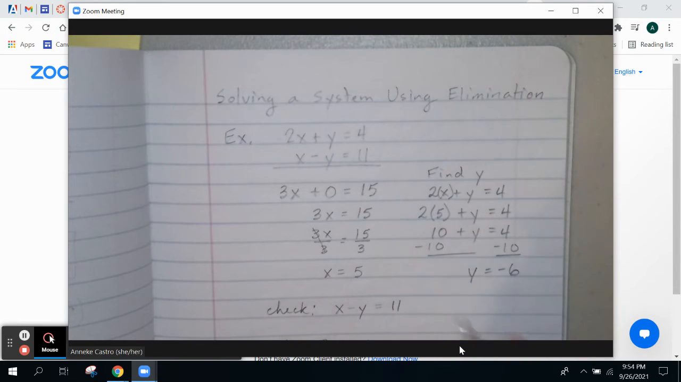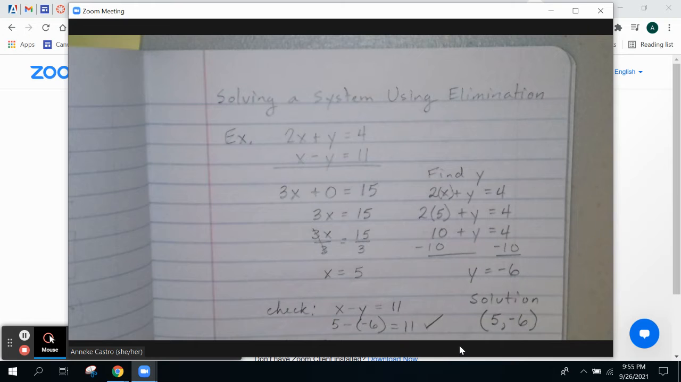Does that equal 11? So my x is 5 minus my y is negative 6. 5 minus negative 6, well, minus a negative becomes a positive. So 5 plus 6 equals 11. So it does check. So my solution, we write it as a coordinate pair. We always write it in alphabetical order. X comes before Y in the alphabet. So 5 comma negative 6, just like the alphabetical order.